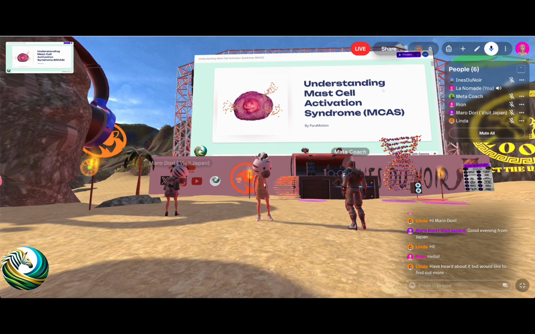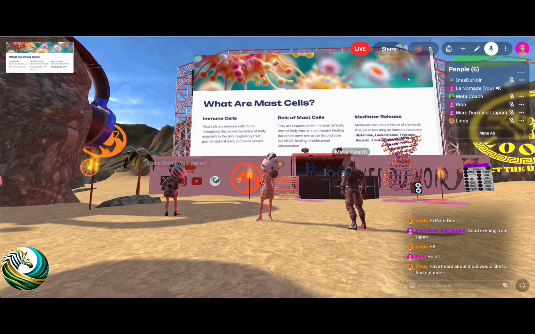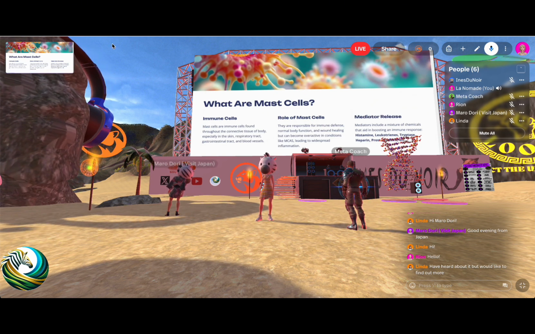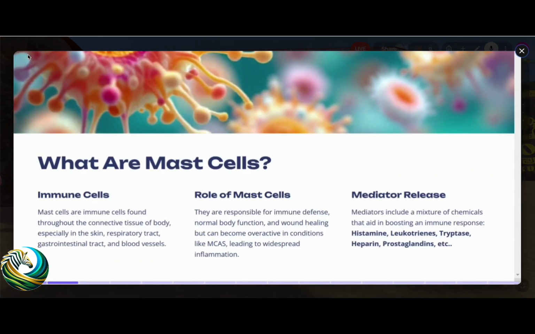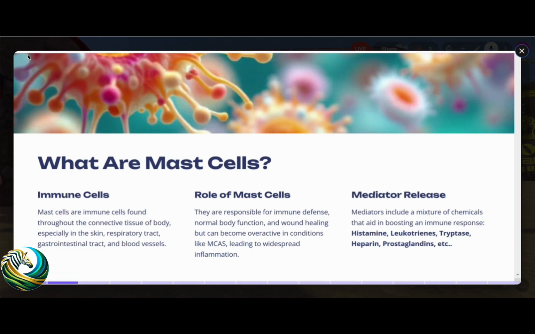So as Ines said, today our goal is to understand mast cell activation syndromes. But first, to do that, we need to understand what mast cells are, right? Mast cells are special immune cells found in different parts of the body, especially in the skin, lungs, gut, and the blood vessels. They play a key role in defending against infections, healing wounds, and keeping things running smoothly in the body. We can say that mast cells are known as the police officers of the immune system. What they do is spot signs of trouble and call for backup when needed.